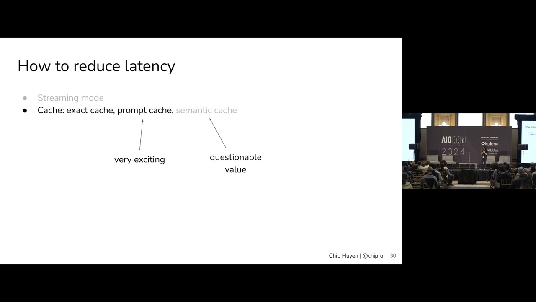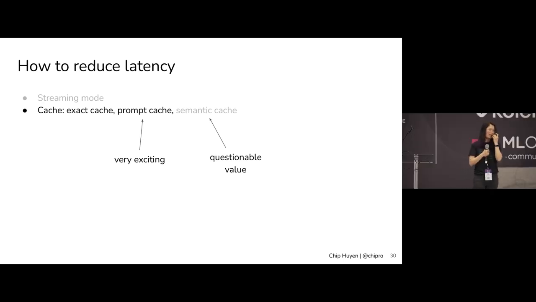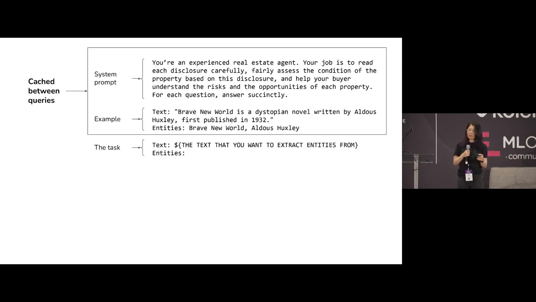Another kind of cache I thought is very exciting is prompt cache. Who here is familiar with prompt cache? Prompt cache is a pretty new technique. I think it was already incorporated into Gemini just last week. The idea is that when you have queries that have shared text segments, you can cache those text segments so you don't have to process them again. It's very common when you have a system prompt or examples. A lot of the queries have the same system prompts and examples, so you don't have to process them again between queries.